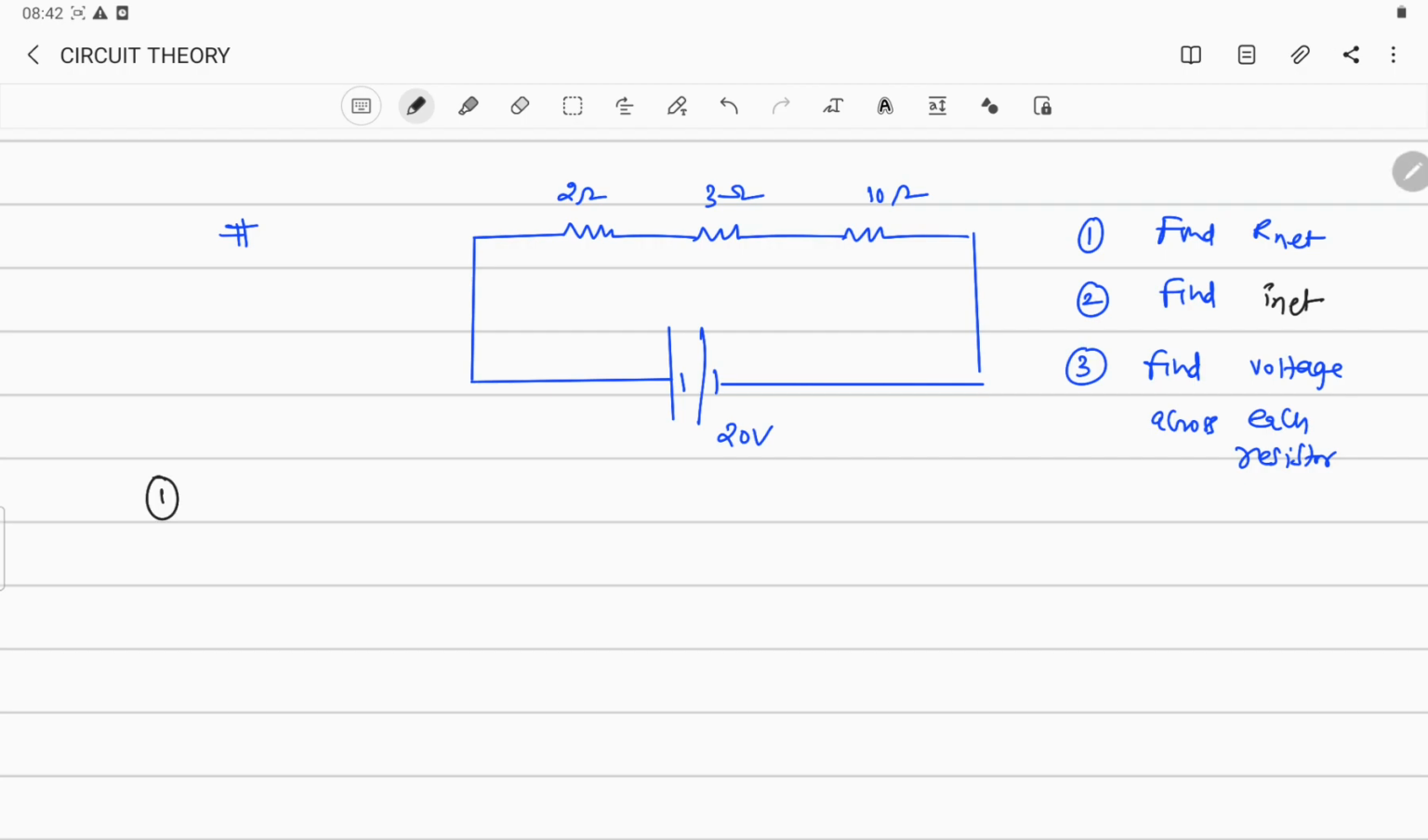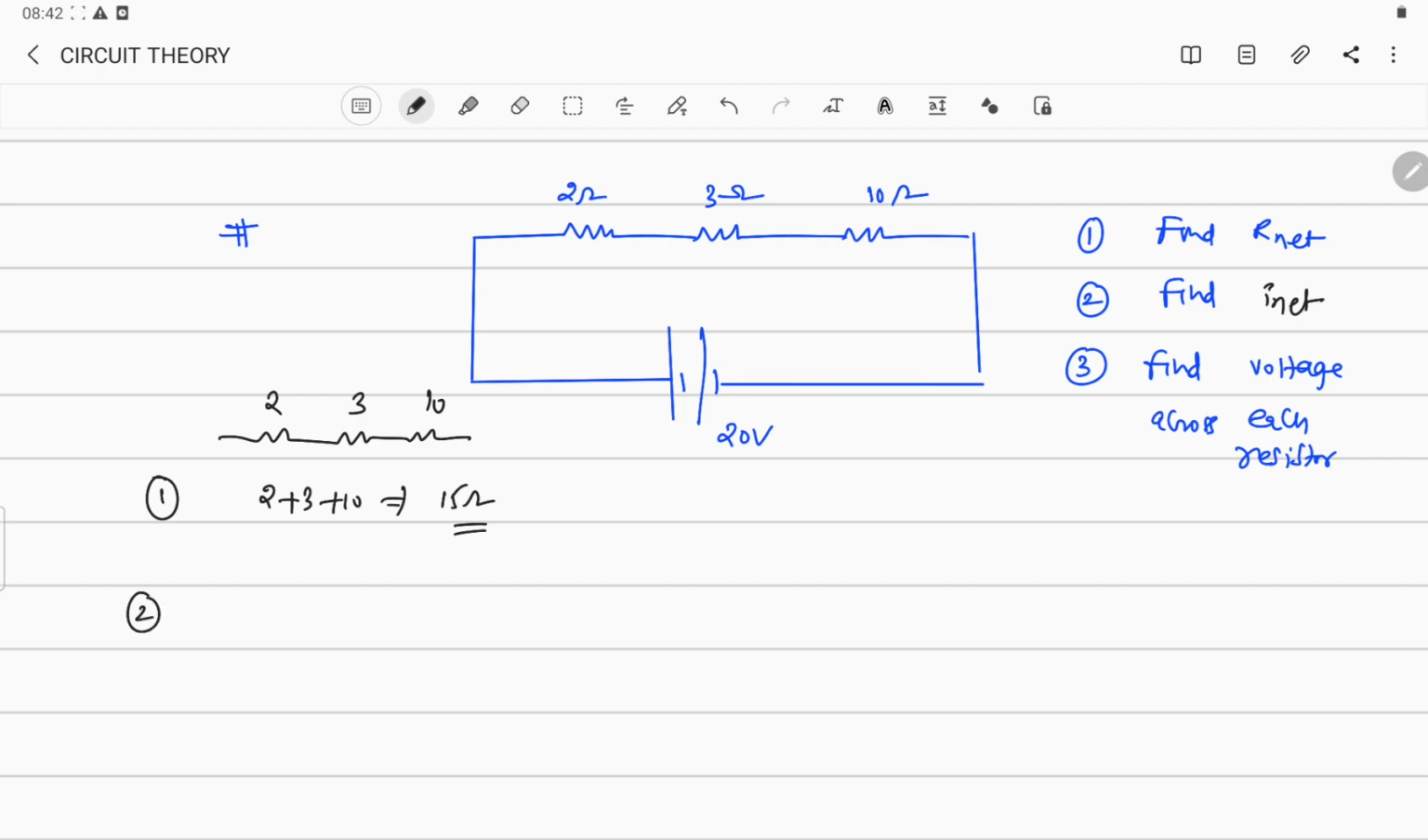First let us solve R equivalent. Since 2 ohms, 3 ohms and 10 ohms are connected like this, these three are in series combination, so directly we can say 2 plus 3 plus 10 gives you 15 ohms.